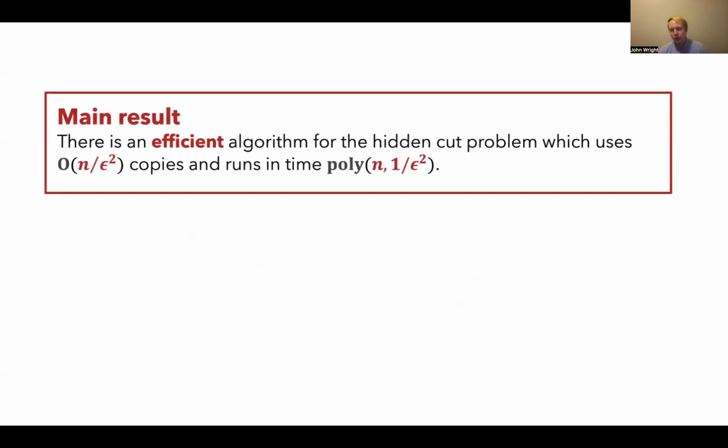Okay, so our main result, and I'll be honest, I didn't think it was going to be true. I personally find this surprising: there is indeed an efficient algorithm for the hidden cut problem, which uses n over epsilon squared copies and runs in time polynomial in n and 1 over epsilon squared.